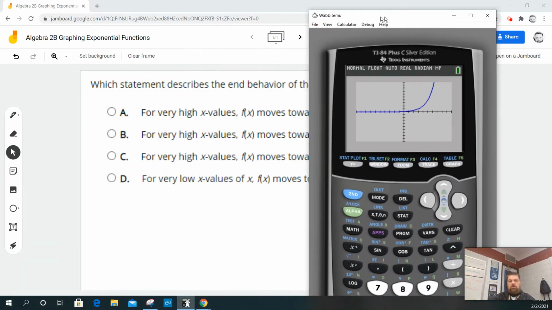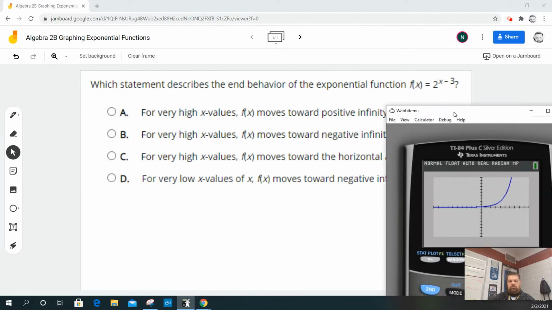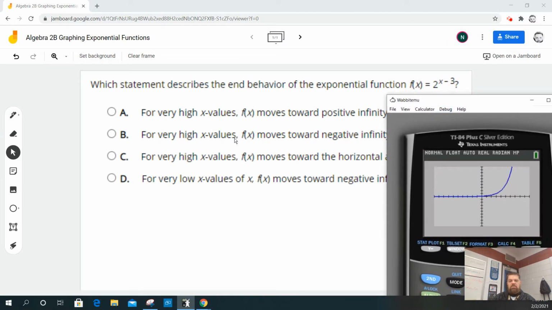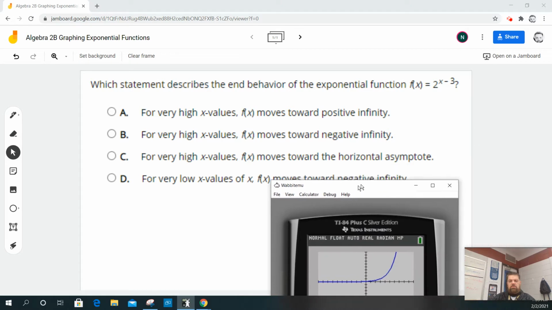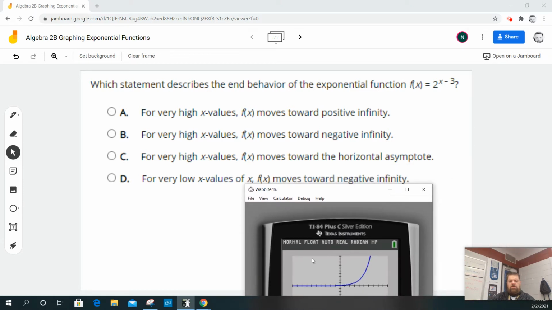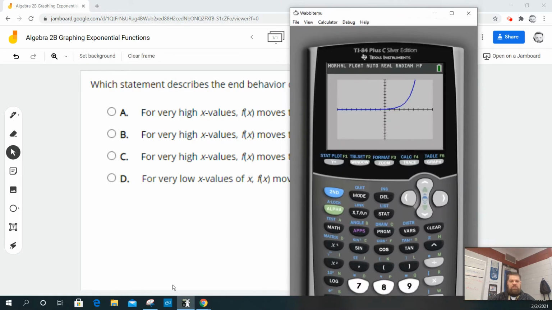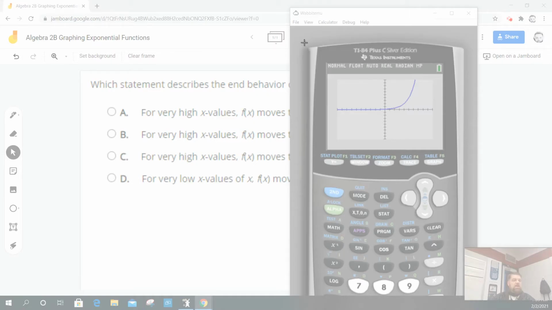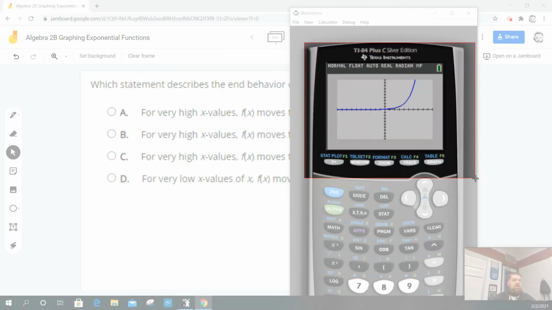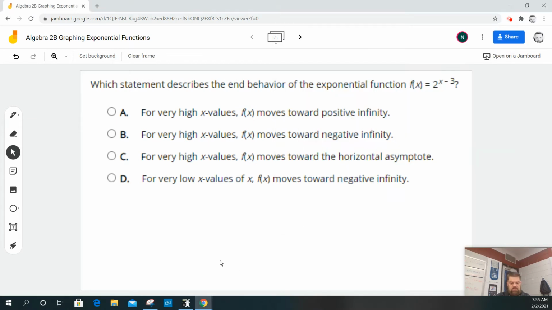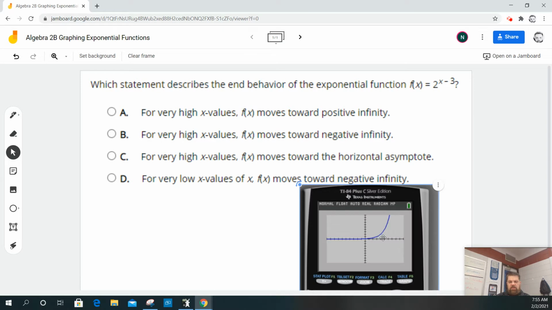And so as we look at the graph here, when they say the end behavior, what they're talking about is what does it do? In fact, I'm just going to take a picture of it, and we'll put it on the screen. What is my behavior as x approaches infinity or negative infinity? That's what end behavior is. So let's just put it right here on the slide so we can see it.